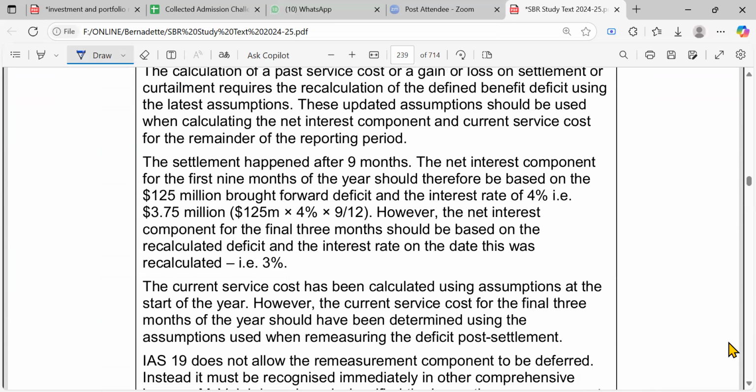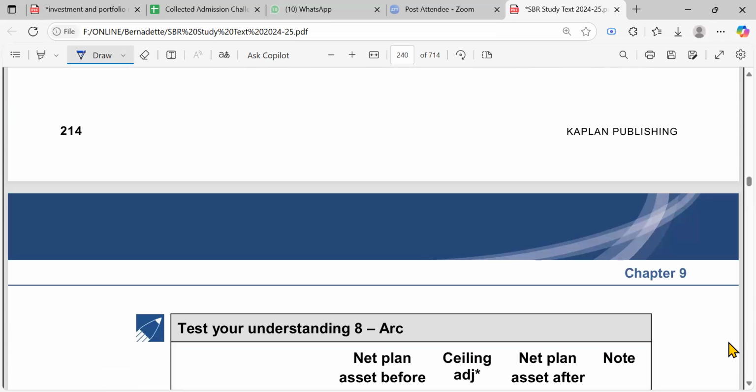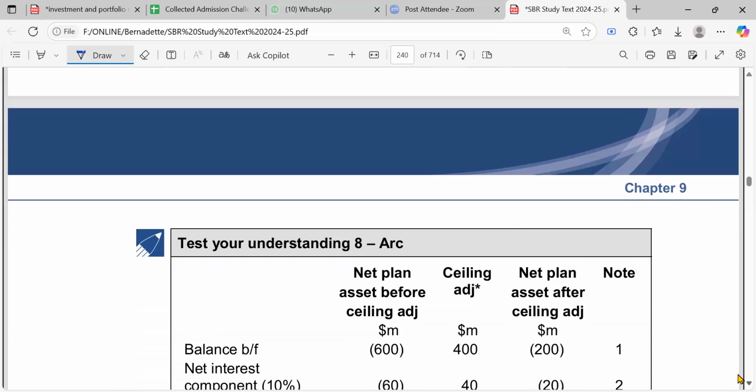The good thing about Kaplan, they leave a lot of spaces. You can feel that okay, the book is too big. No, it's not too big.